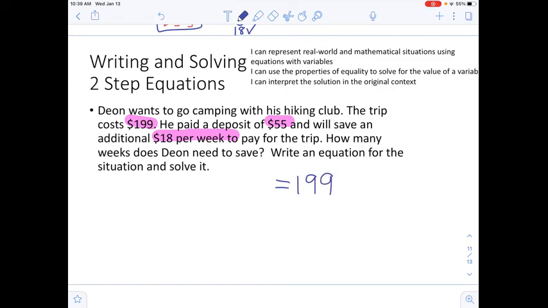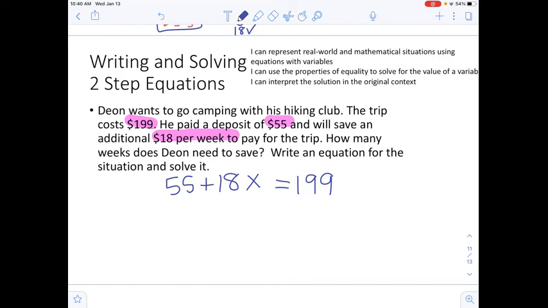The $55 was a one-time thing, so there's no variable with it. So I'm going to write that as 55 plus, and then we have $18 per week. 18 per week. We're going to write that as 18x. You could also use W or a different variable. And then our job is to solve this.